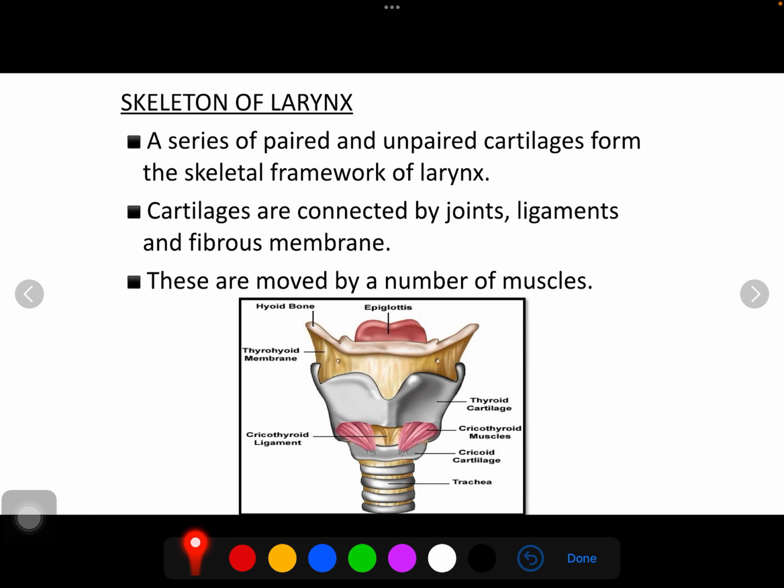The next one is the skeleton of the larynx. A series of paired and unpaired cartilages form the skeletal framework of the larynx. The cartilages are connected by joints, ligaments and fibrous membrane. These are moved by a number of muscles.